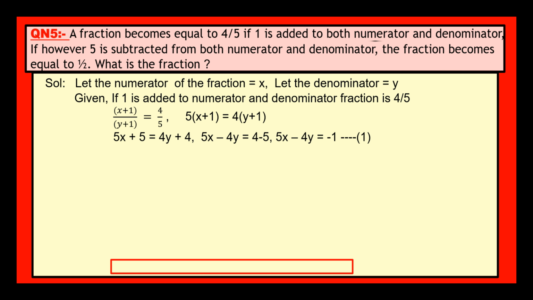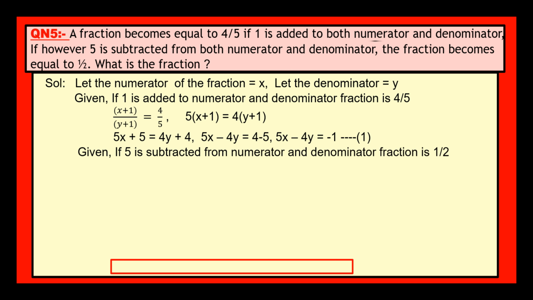Okay. Now in order to get the second equation, observe the second point in the question. If 5 is subtracted from both numerator and denominator, then the fraction becomes 1 by 2. Here the actual fraction is x by y. If 5 is subtracted from x, then it becomes x minus 5. And if 5 is subtracted from the denominator y, then it is y minus 5. (x minus 5) by (y minus 5) is equal to 1 by 2.